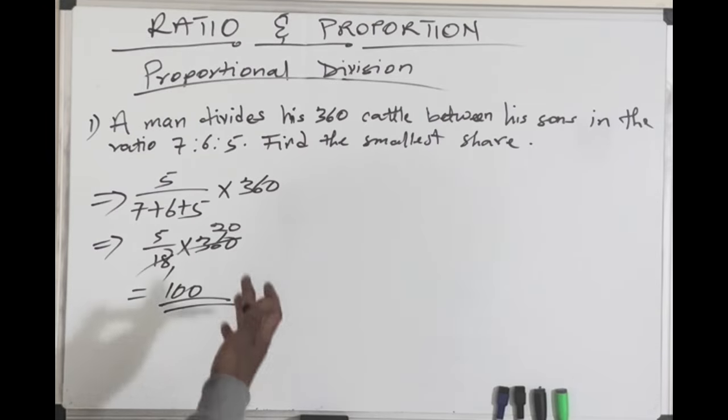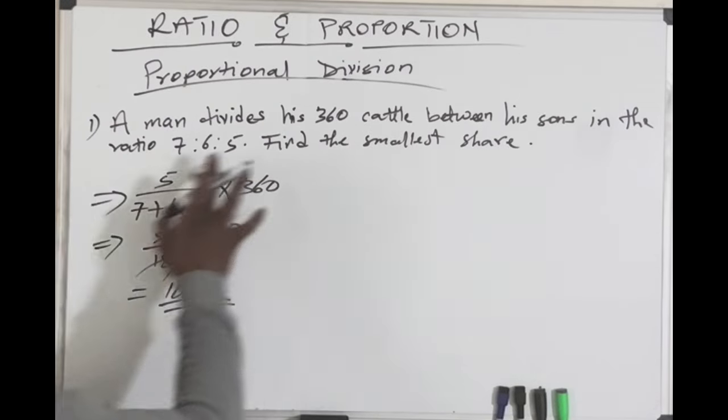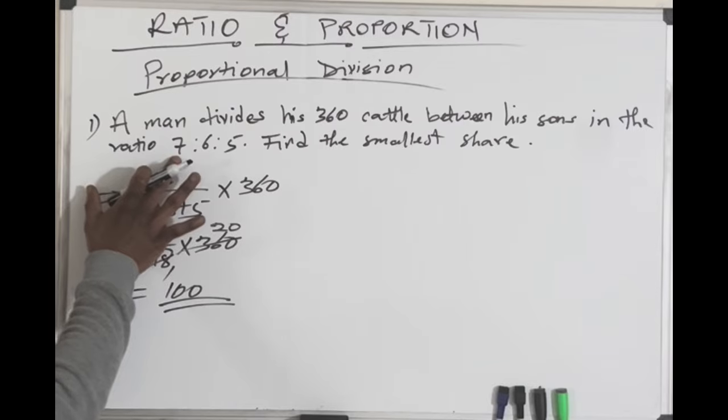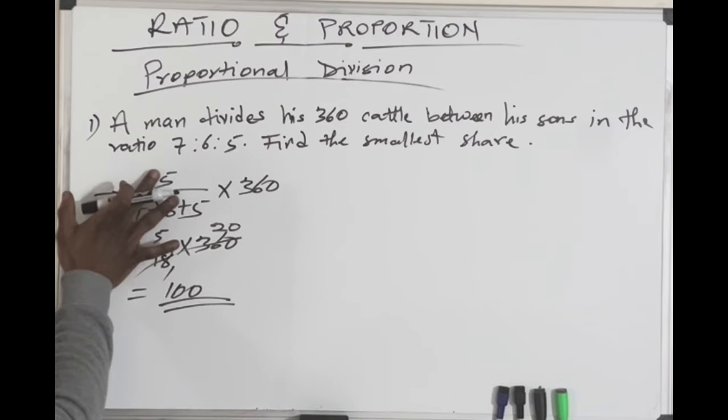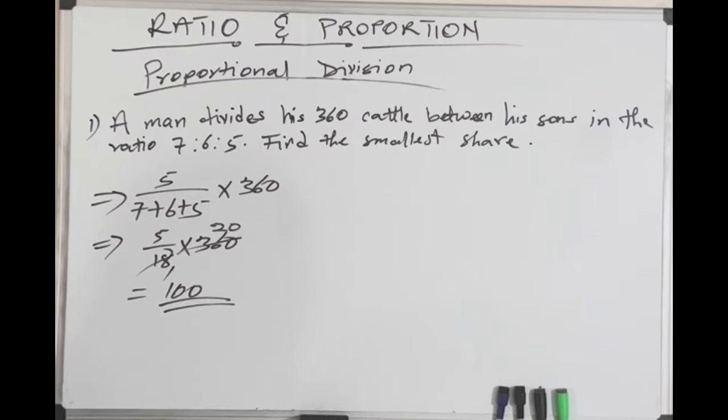If the question was to find the highest share, the highest is 7. So it would have been 7 over 7 plus 6 plus 5 times 360, and then you work your way out the same way. If you have any questions, or if you don't understand, please comment and I'll go over.